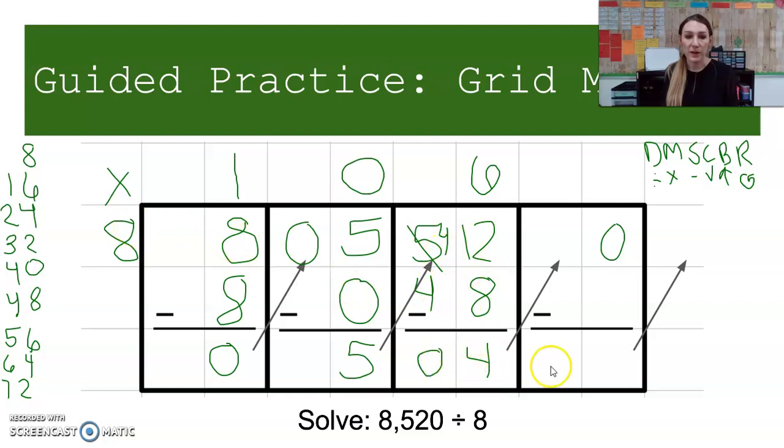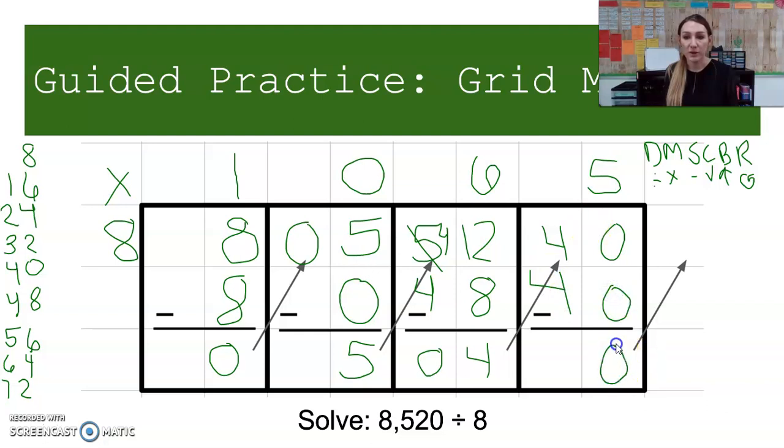Is 4 less than 8? It is. I'll go ahead and bring it up to the next box. My new dividend is 40. So how many times can 8 divide into 40? Let's go check our multiples. 1, 2, 3, 4, 5 times. 5 times 8 is 40.